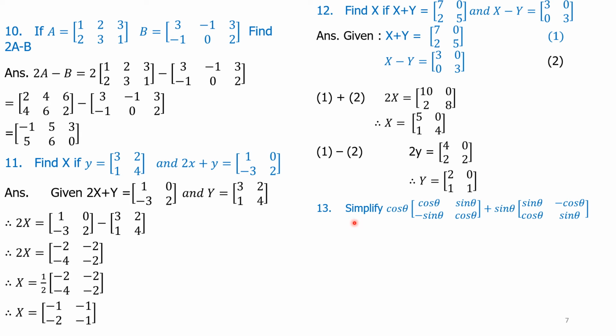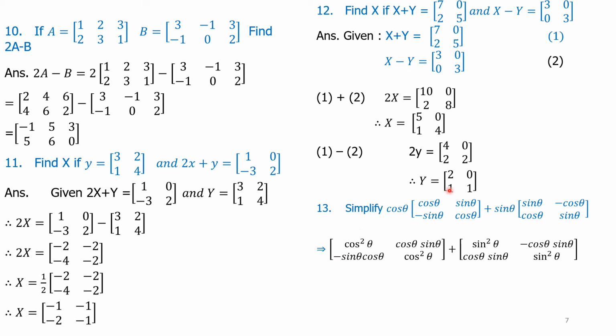Question number 13. Simplify. Cos theta into, within big brackets, cos theta sin theta minus sin theta cos theta, close the bracket. This is the first term, and then the plus sign is there. Sin theta into, within brackets, sin theta minus cos theta and sin theta, close the bracket. The elements within the brackets form the elements of a matrix. So this is a matrix and this is a matrix. But outside, cos theta is there. Cos theta is a scalar. We have to multiply treating this as a scalar. Similarly, sin theta is a scalar here. Let us do it.